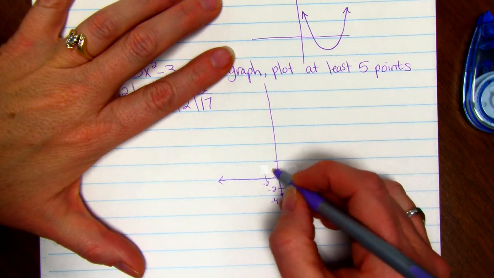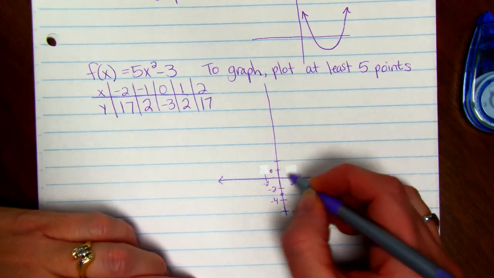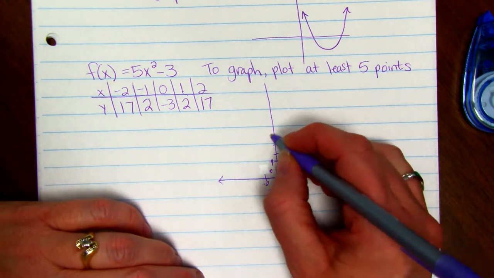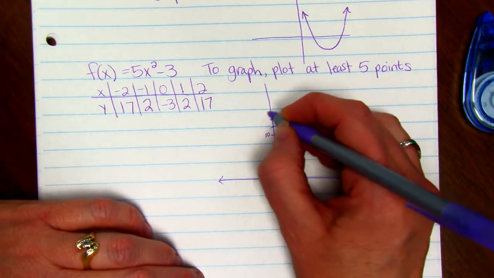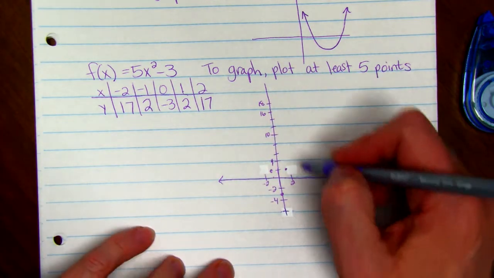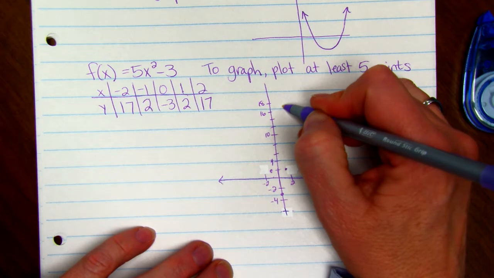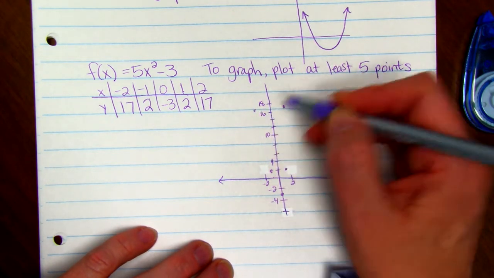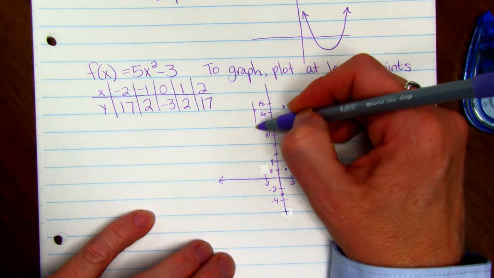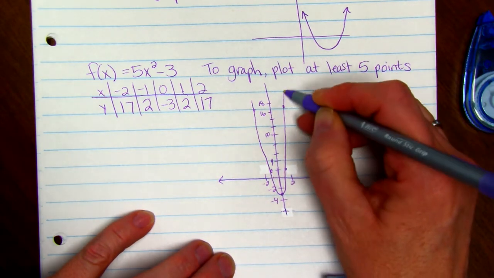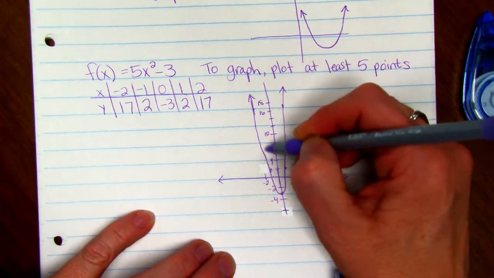So at -1, 2, and 1, 2. Okay, 4, 6, 8, 10, 12, 14, 16, 18. So it would be in between 16 and 18. So at 2, we're going to be up at 17, and at -2, we're up at 17. So you can see how if we were to connect these dots and make it into a parabola, it kind of looks like that. Not perfect, but it'll do.